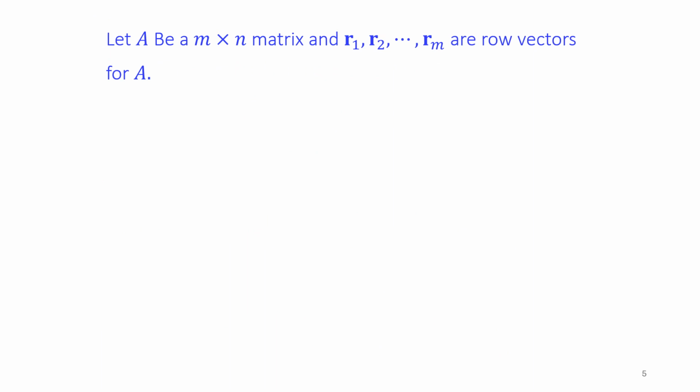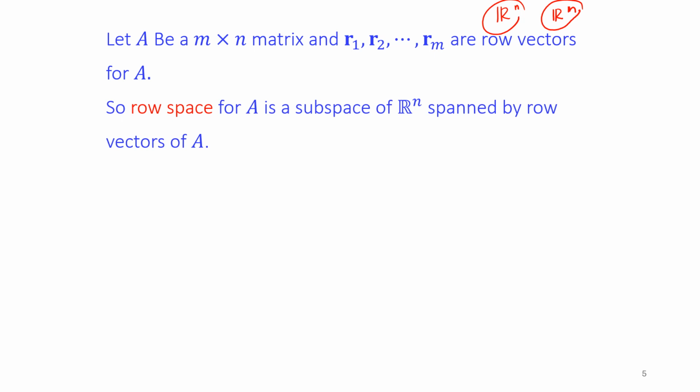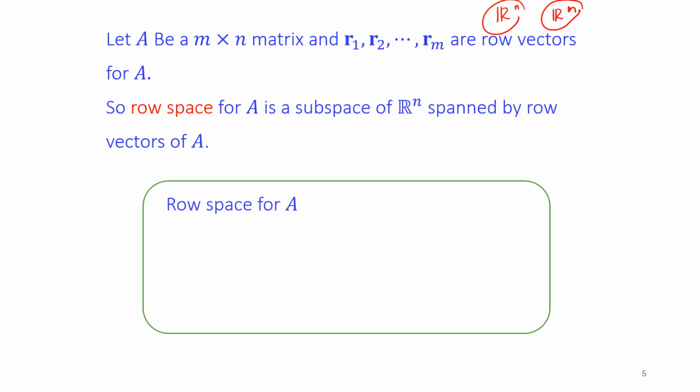Now we are going to introduce row space and column space, where they are subspaces of Rn and Rm. Row space is a subspace of Rn, and column space is a subspace of Rm. We have a matrix of size m times n, and we have m row vectors. The row space for A is a subspace of Rn, where this space is spanned by all row vectors of A.